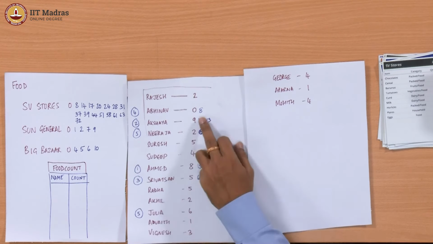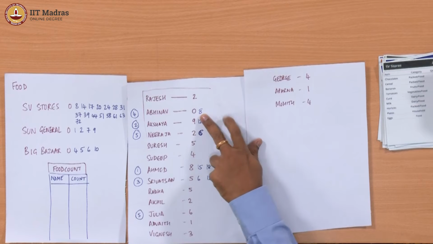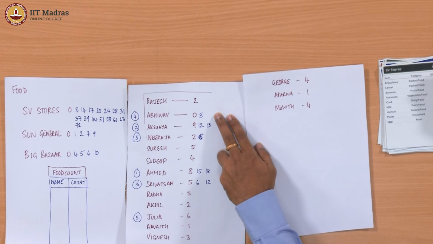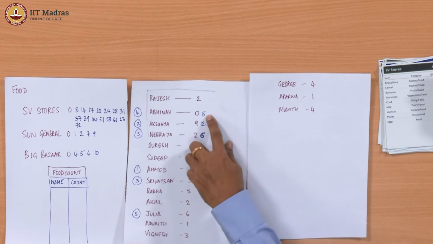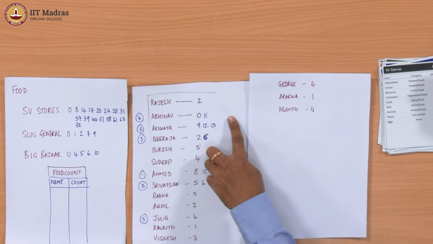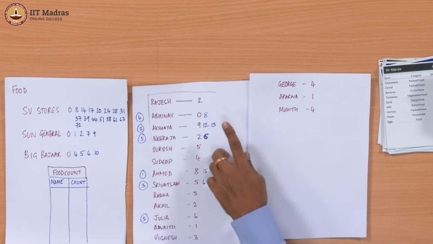So instead of keeping the count, if I had kept the bill numbers here, then you would have had that directly. Yes, possible. Here I kept the count, but suppose I had kept the bill numbers, then what I could do is go down these bill numbers and just check which shop they correspond to.